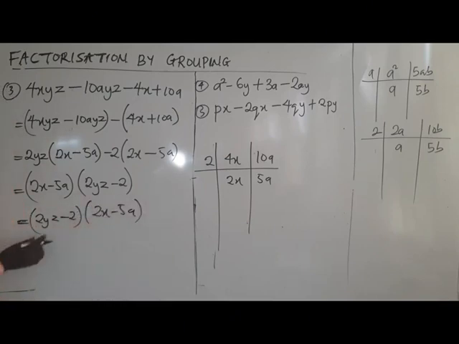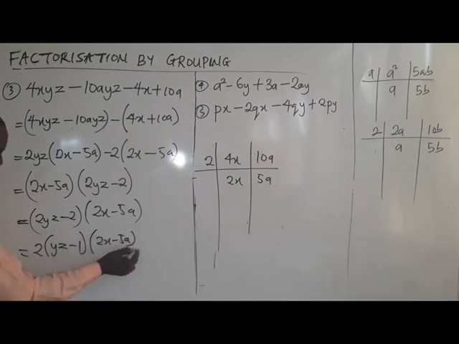So to now get the final answer, what is common to this is 2. Then I have this yz minus what? 1. And then 2x minus what? 5a. So this will give us our final answer. I hope this is very clear. So that is that on question number 3. Then we move to question number 4 now.